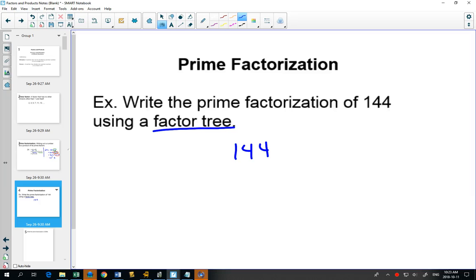So first of all, we have to say 144. What makes 144? 12 times 12. So you break up your two factors, 12 and 12. And every time you break up a number, you make branches. And that's why it's called a factor tree, because trees have branches. And this has branches. Right? If these look like chicken legs to you, then you can call this a factor chicken. But we're going to call it a factor tree. Okay? Because these look like branches.